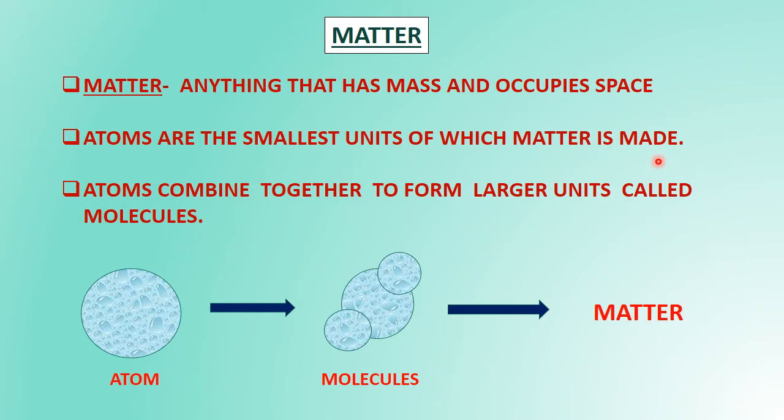Now let us take one example of a wall. A wall is made of bricks. So brick is the building block of the wall. These atoms, when combined together, form larger units called molecules. Now the same molecules or different molecules, when combined together, form a substance or matter.